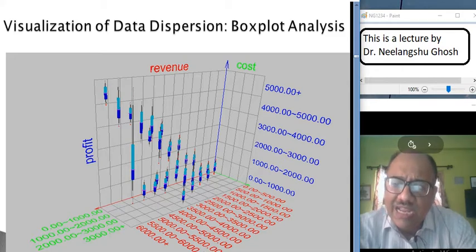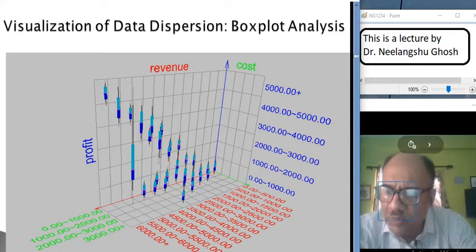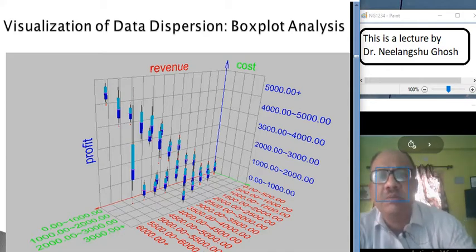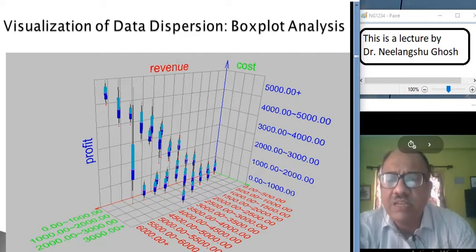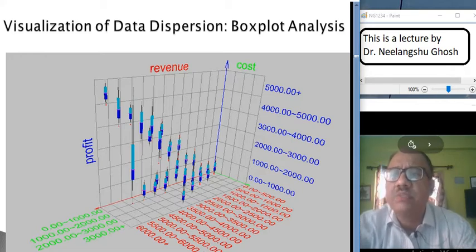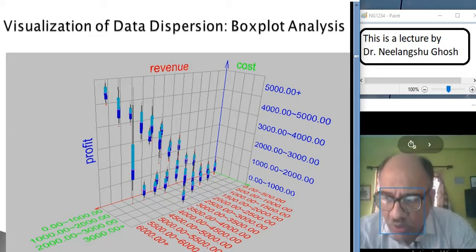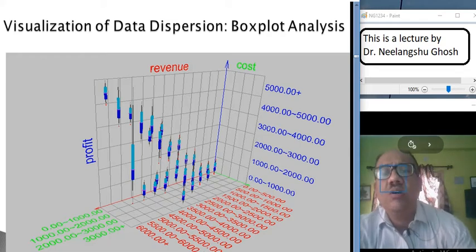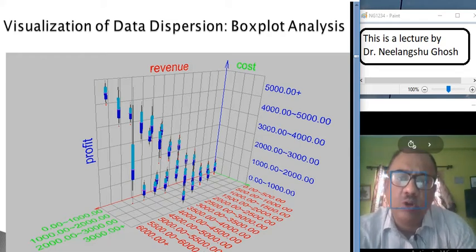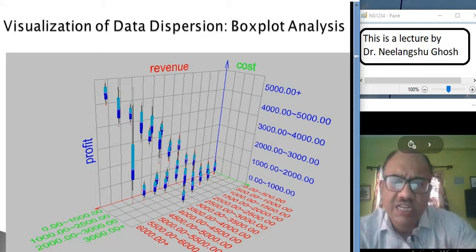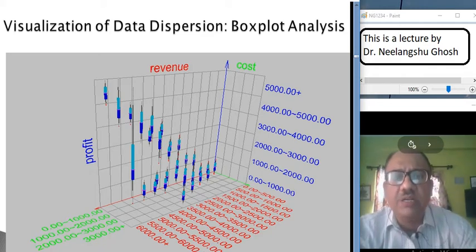And there are certain lower values. So how many values are in the third quartile, how many values are in the first quartile, and what are the maximum and minimum values have been given in this particular box. So this graph helps you in data visualization of the data dispersion, how the data is dispersed, how the variation of the data is there, and how the cost, revenue, and profit deviate, ranging from the lower limit to the upper limit.